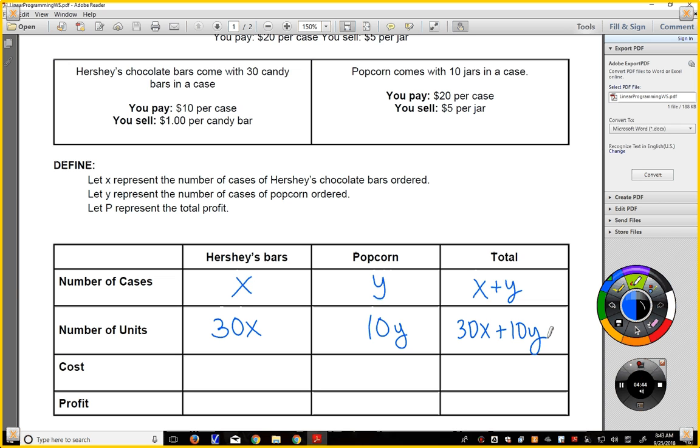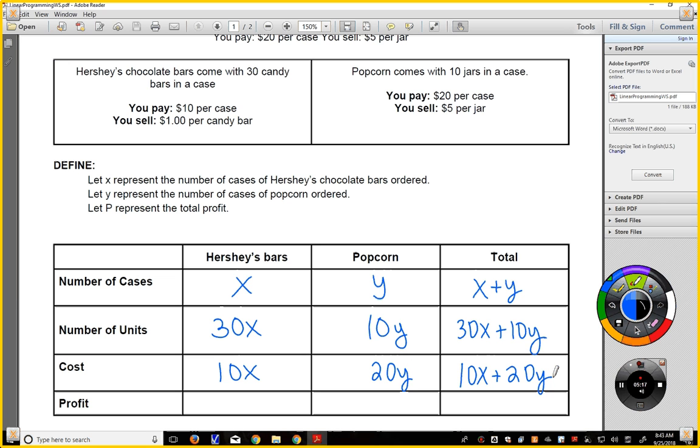So it's costing us a certain amount, and that's limited here by a constraint. How much does it cost us to order a case of Hershey bars? $10. So the cost is 10 times however many cases I order. What about cases of popcorn? How much do they cost? 20. Okay, so my total cost will be calculated by doing 10 times x plus 20 times y.